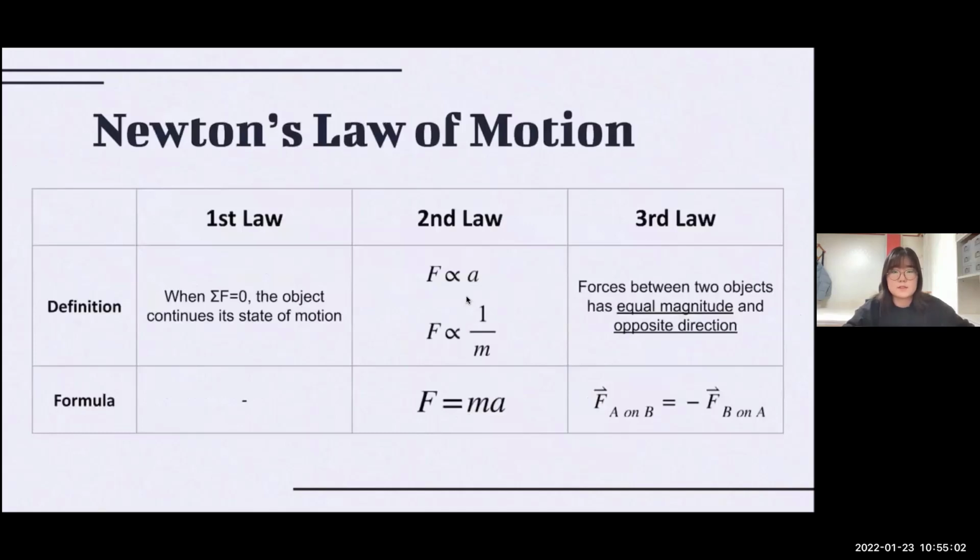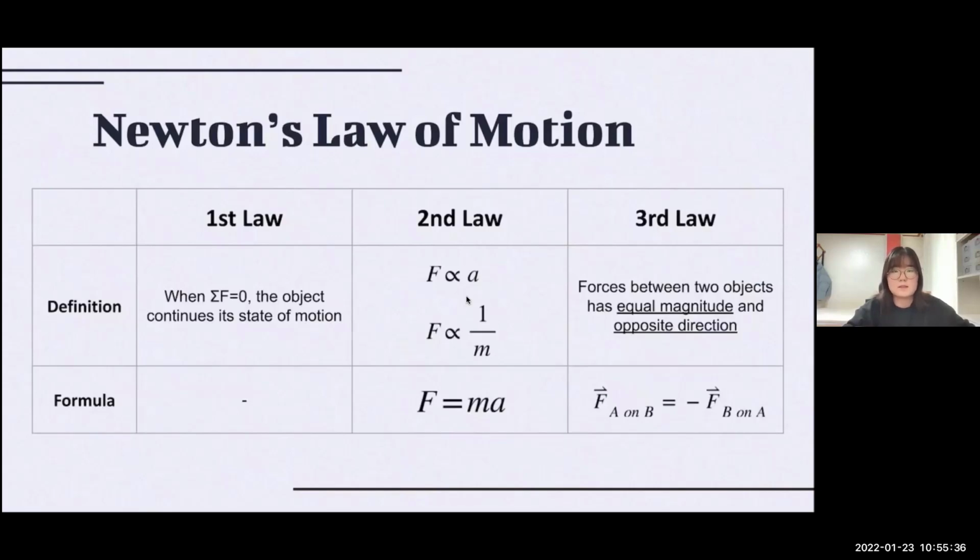To understand forces better, it is necessary to know Newton's three laws of motion. The first law is also known as the law of inertia. When the net force acting on the object equals 0, the object continues its state of motion, moving with constant velocity and 0 acceleration. So in other words, an object that is at rest will remain at rest, and an object that is moving will continue to move with constant velocity and 0 acceleration.